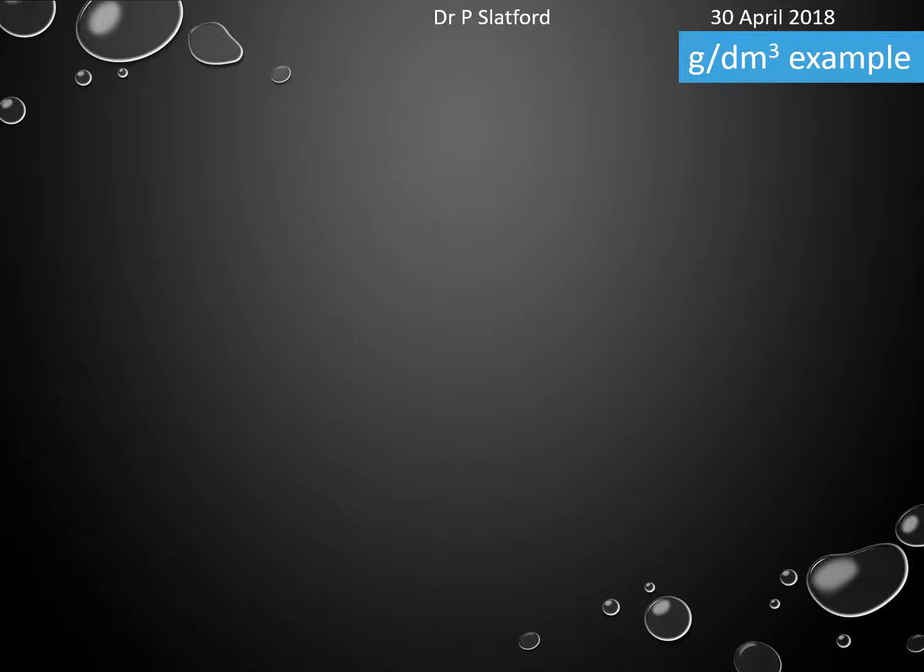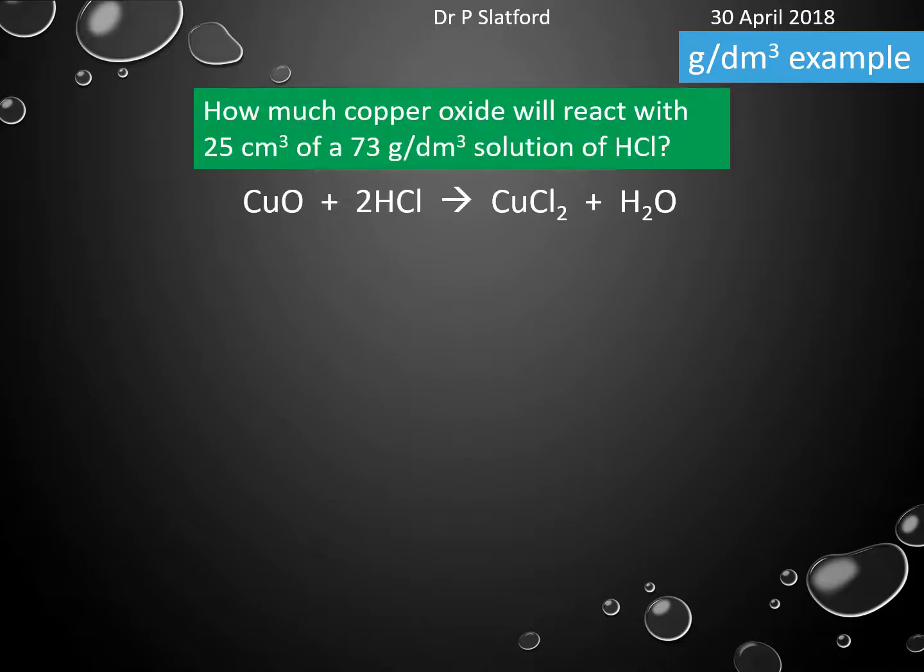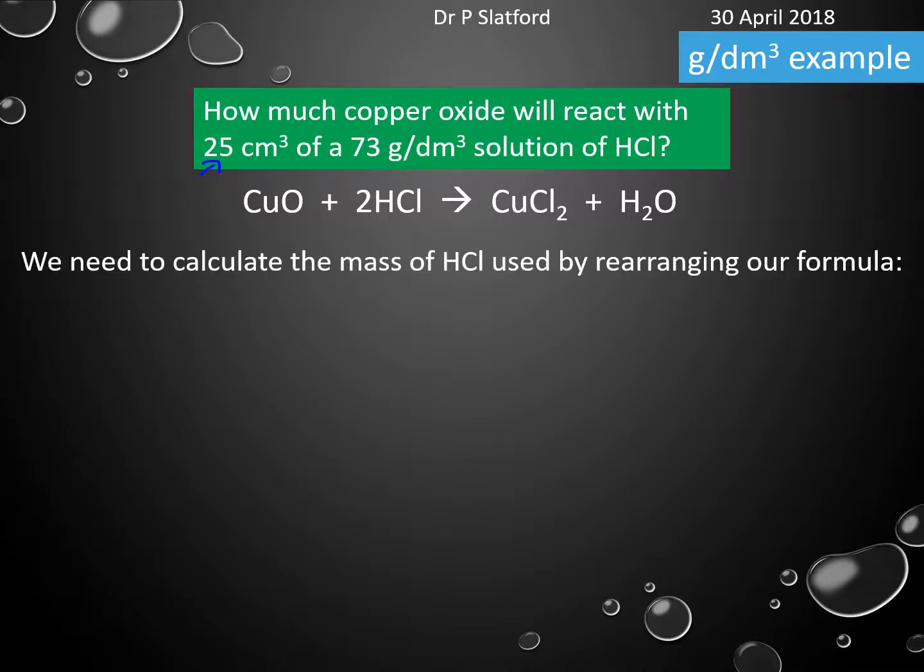Okay, so working through an example with grams per cubic decimeter, if I give you this simple equation and then this question, so how much copper oxide will react with 25 cubic centimeters of a 73 grams per cubic decimeter solution of HCl? Well, we've been given the volume of HCl that we've reacted, and we've been given the concentration, but we haven't been given the mass. So that's going to be the first thing that we need to work out.